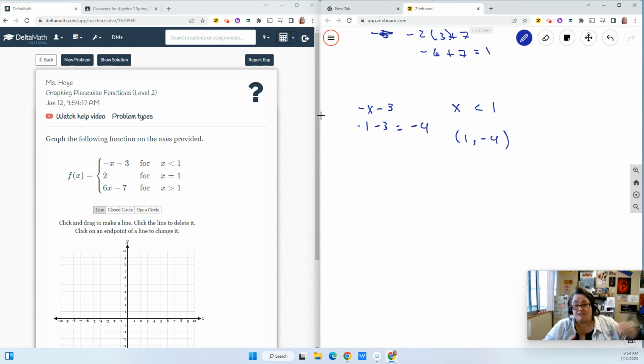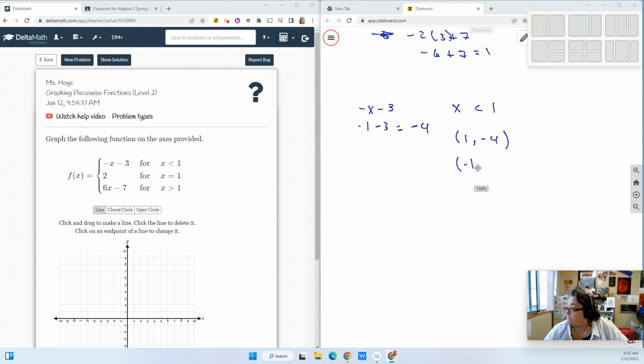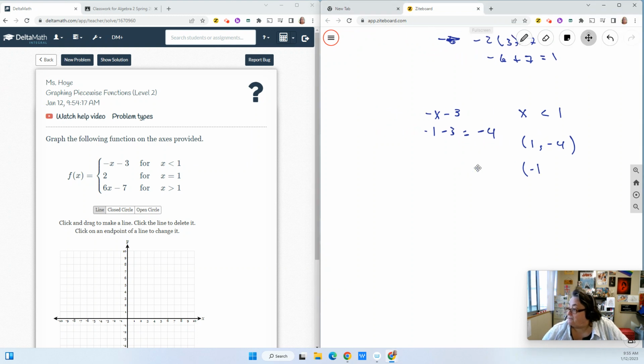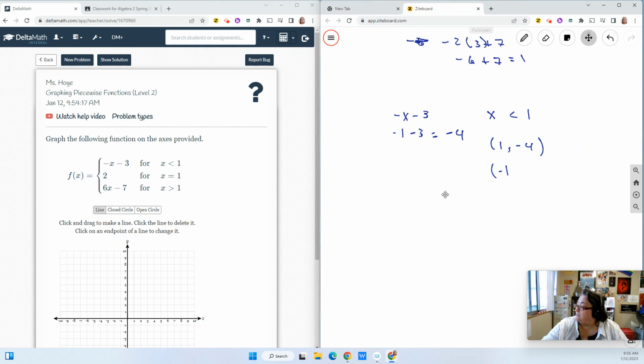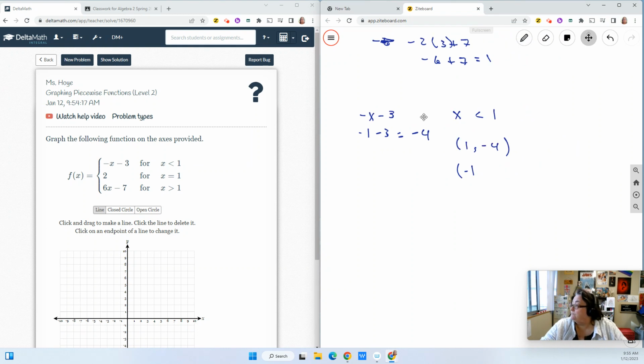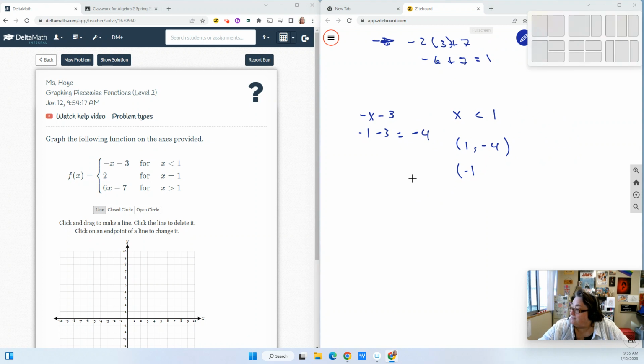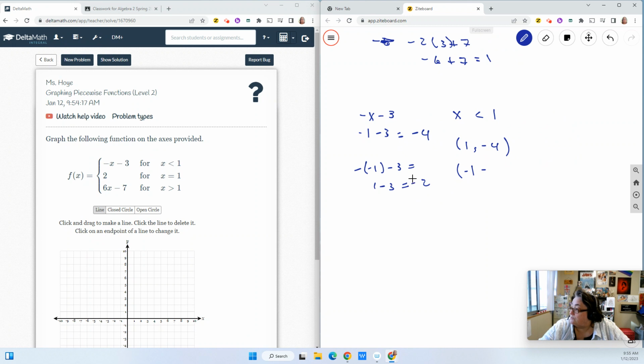And then for our second point, because we can't do a line without a second point, we're just going to pick some number less than 1. Let's go with negative 1. Right? That's less than 1. When I plug in negative 1, and I don't screw up, that would be minus negative 1 minus 3, which is just 1 minus 3, which is negative 2. So those are our 2 points for that part, right?